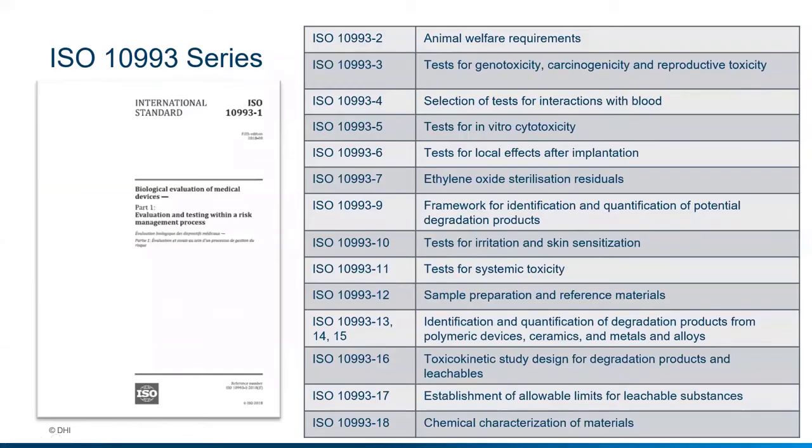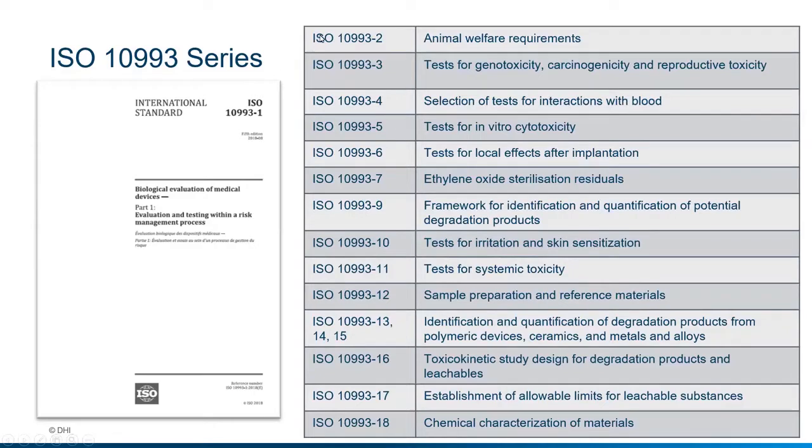In the ISO 10993 series, that is the series of ISO standards and European norms on how to document biocompatibility and safety of a medical device. And the overall standard is ISO 10993 Part 1 that provides the framework for how to do the biological evaluation.